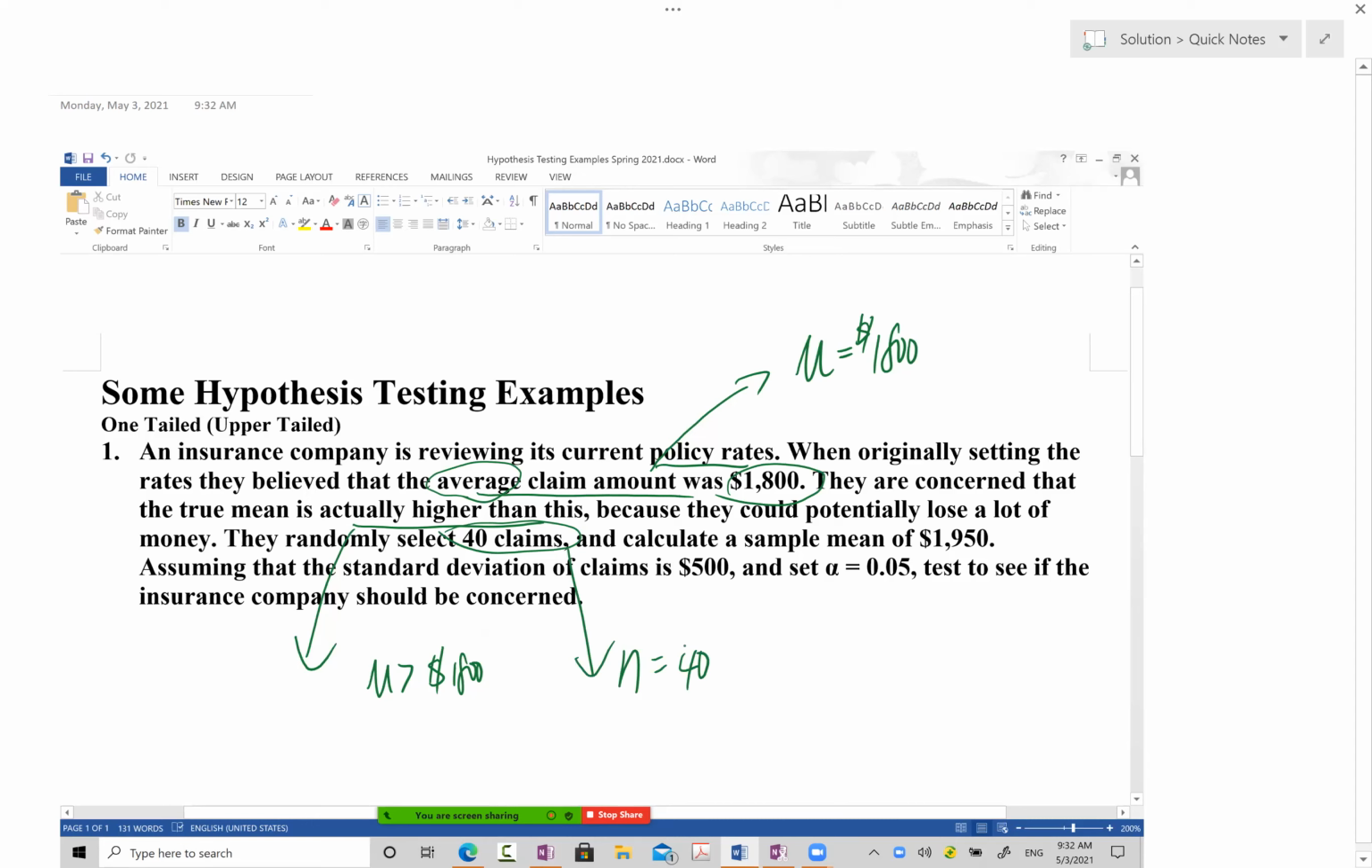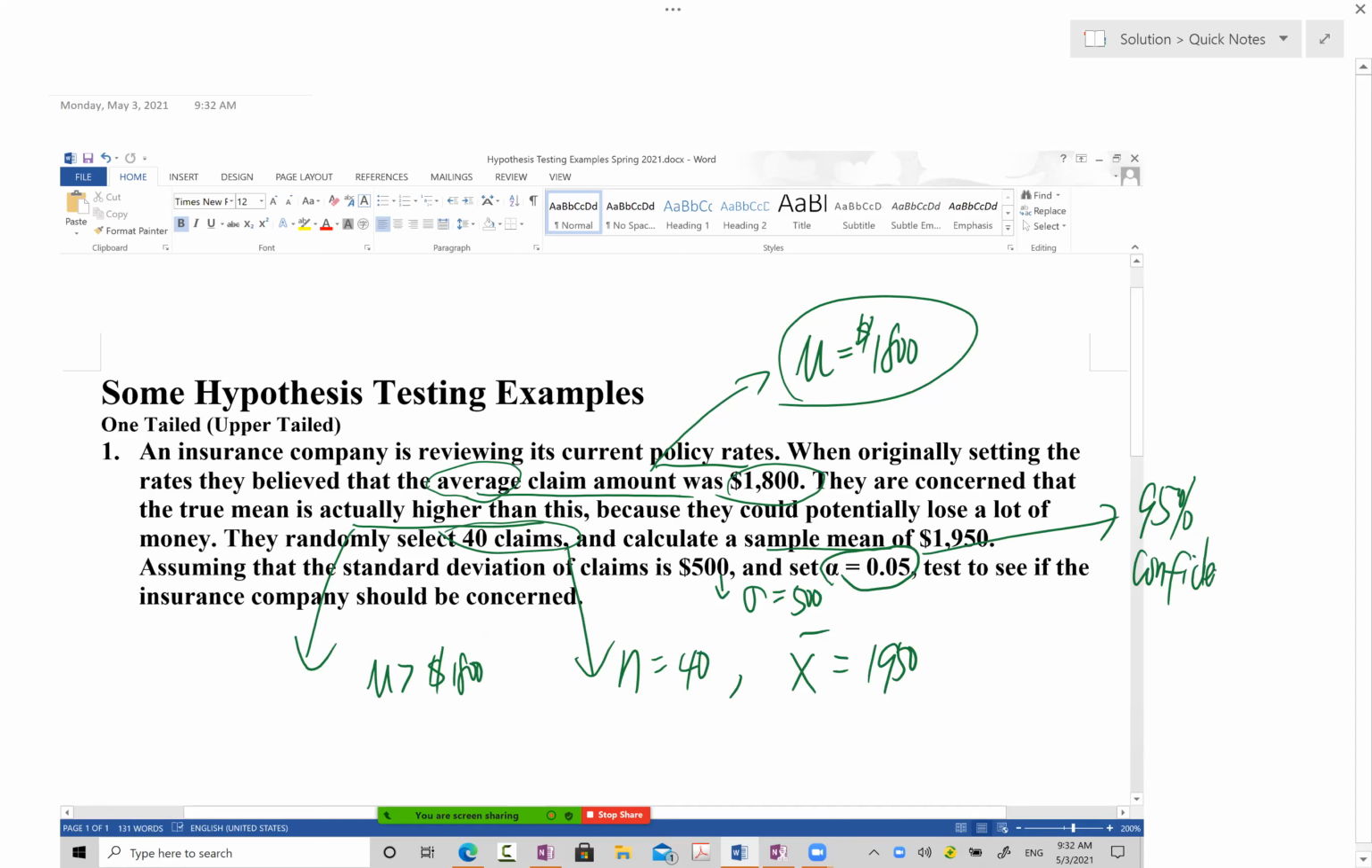And the calculated sample mean, a very specific term. Based on this, we will know that the other one must be the population mean. You cannot have two sample means in a given problem. So the sample mean X bar here is 1950. Assuming the standard deviation of all claims is $500, this 500 indicates the population standard deviation is 500. Also, alpha is given. That means alpha is 0.05, which indicates they want 95% confidence.